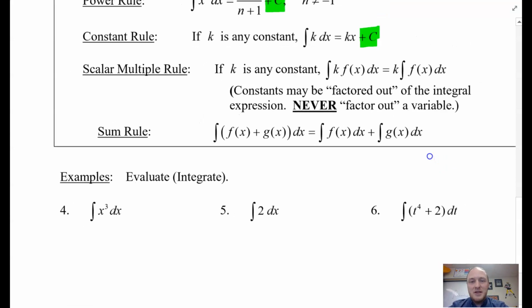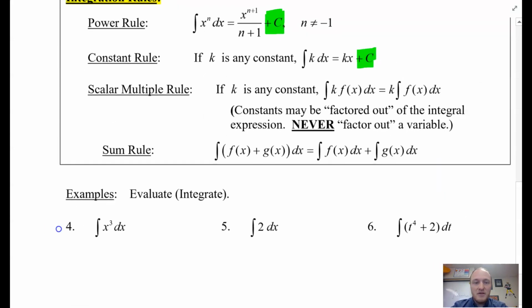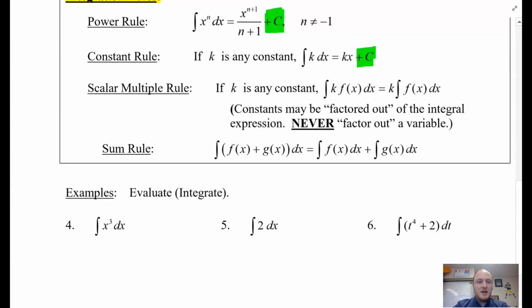So let's go ahead and apply some of these rules. The first integral that we're going to look at is the integral of x cubed dx. This is highlighting the power rule. So I'm going to raise the power by 1, so that's x to the 4th. Then I'm going to divide by that new power, so divided by 4, and then we add c. And that's it.